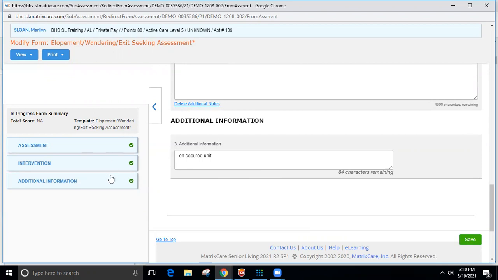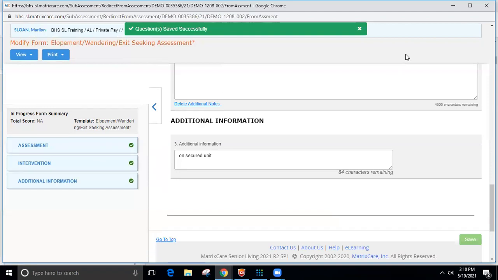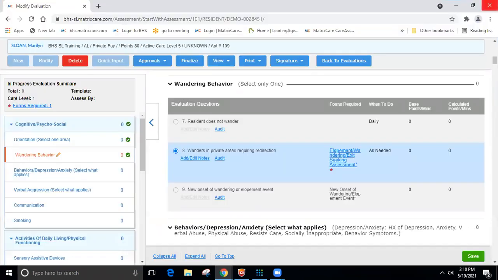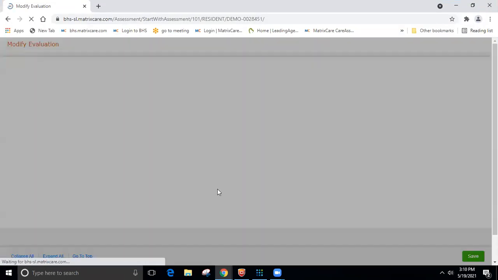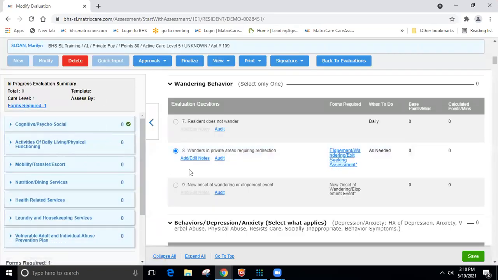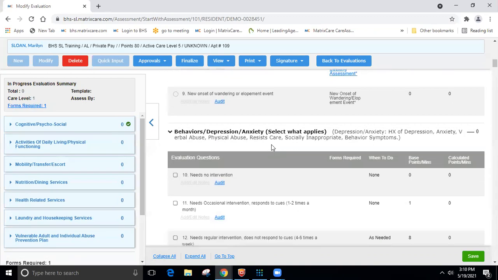And so now you see we've answered the questions. We can go ahead and save this. We're going to X out at the top. We're going to give it 1 minute here. It's going to refresh and reopen. And now you'll see that form required no longer has the red star. We have completed it, so we can continue on with our questions.